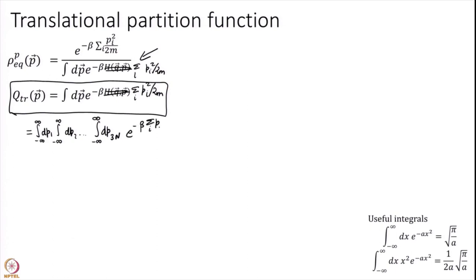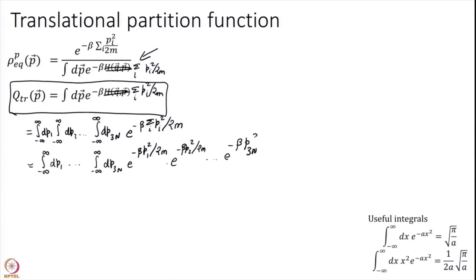So, this is what I have to calculate. Well, we note that I can simplify this integral as e to the power of minus beta p1 square over 2m, into e to the power of minus beta p2 square over 2m, till e to the power of minus beta p3n square over 2m. So, I have again taken the exponential. The exponential was a sum form, so I can take it into a product form.